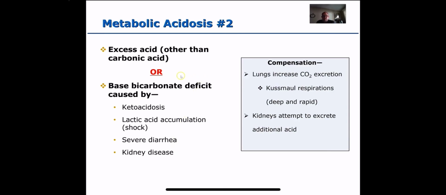Metabolic acidosis can also be caused by excessive acid or a bicarbonate deficit from ketoacidosis, lactic acid accumulation, diarrhea, or kidney disease. So we talked about these here. With ketoacidosis, your body is basically producing so many ketones, which are acidic, which is going to raise the metabolic side of your acidosis. Your lungs are going to breathe faster. Remember in your diabetes lecture, what are you expecting to see? Kussmaul's respirations, which are deep and rapid, and your kidneys are going to attempt to excrete additional acid.